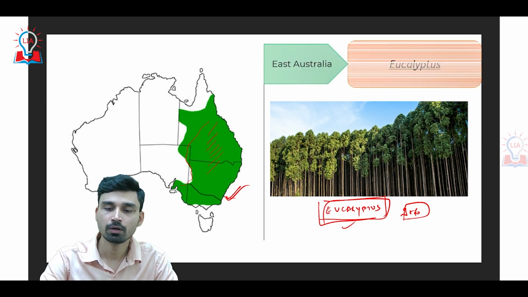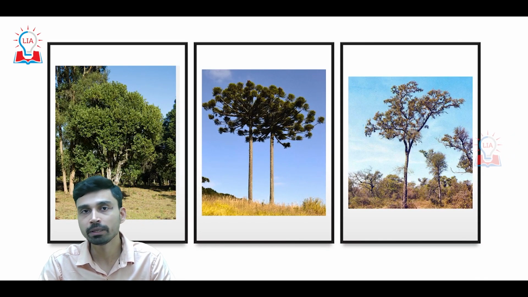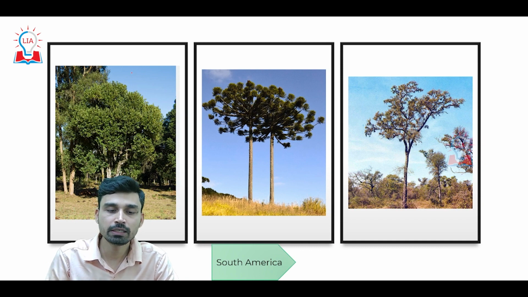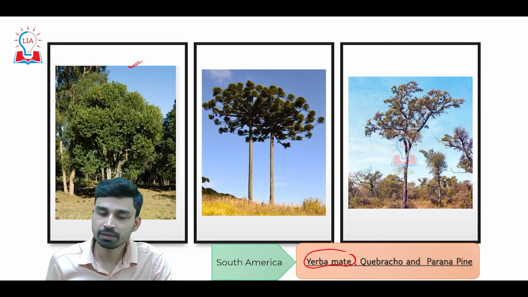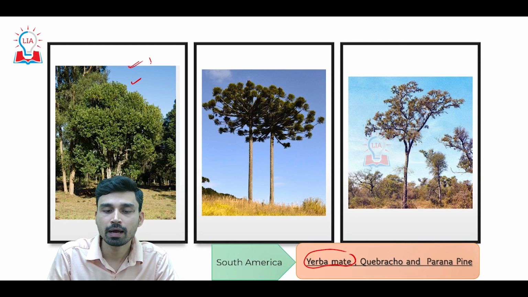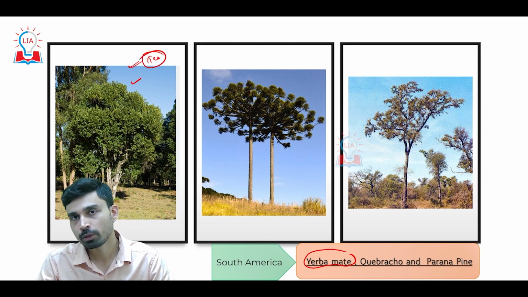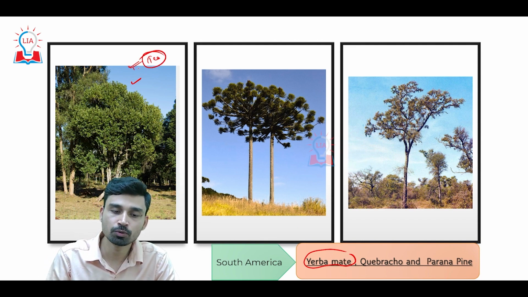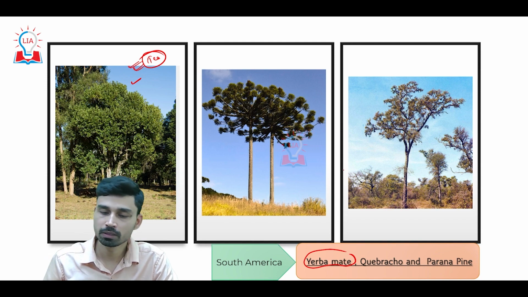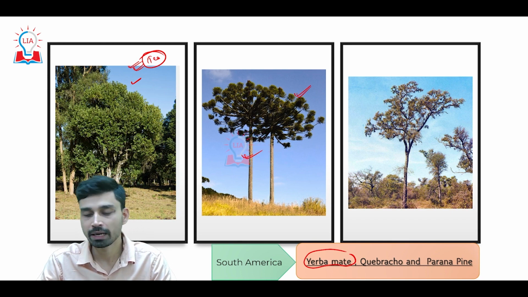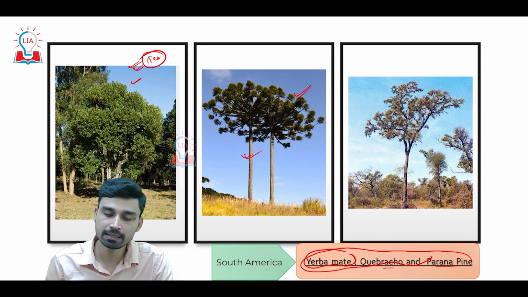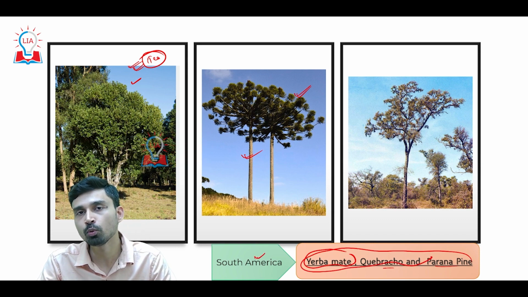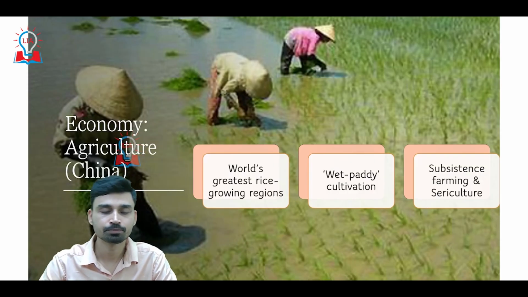On the other hand, if we look at South America, we have three major trees that have developed here. The first one is yerba mate. The yerba mate tree is very popular because the leaves of these trees are used for making tea in the local area. Second, we have quebracho trees, as we can see from here, and third we have parana pine. So yerba mate, quebracho, and parana pine are the major kinds of trees you'll find in South America, in countries such as Paraguay and Uruguay, extending all the way up to Argentina.